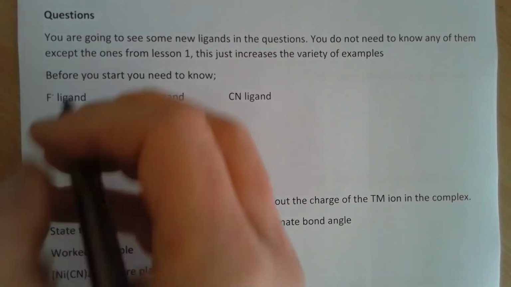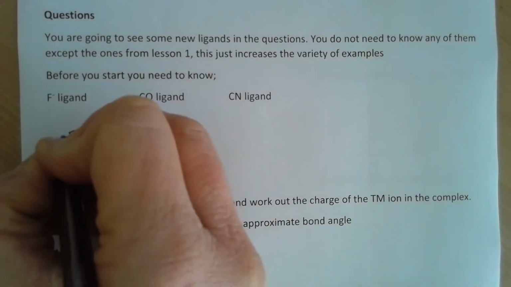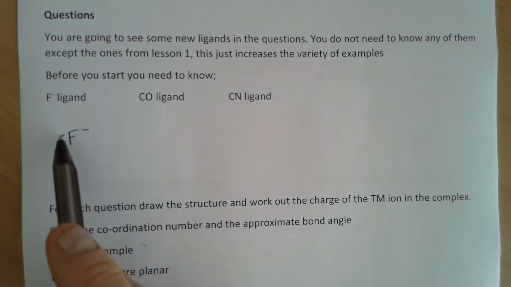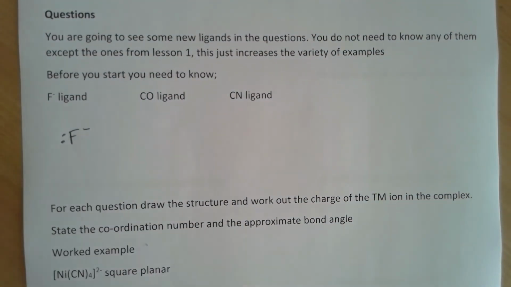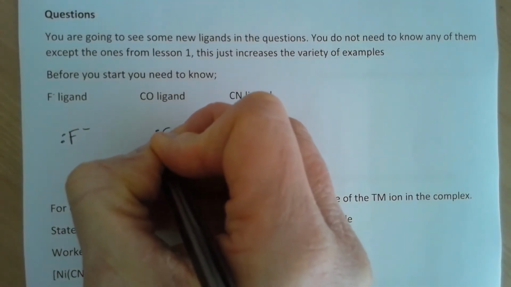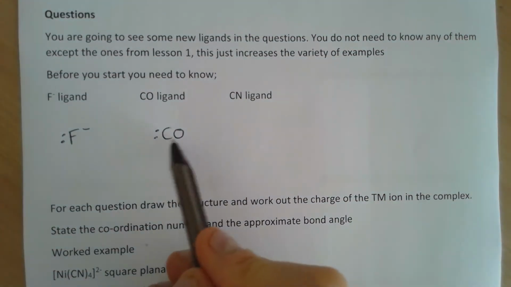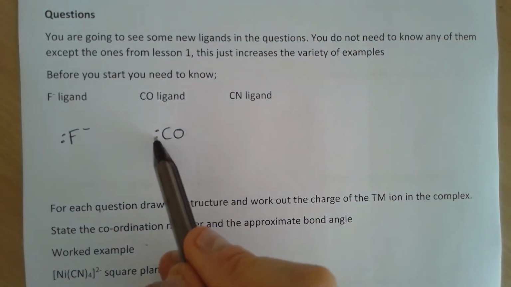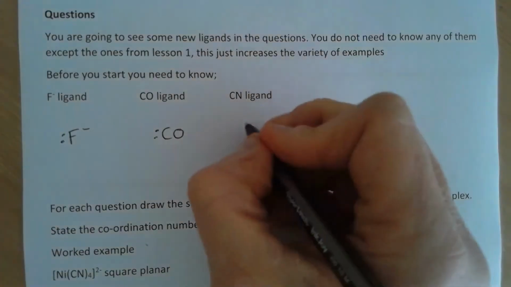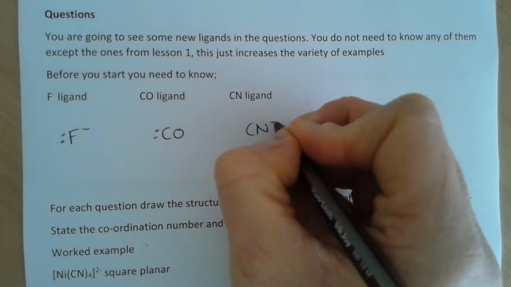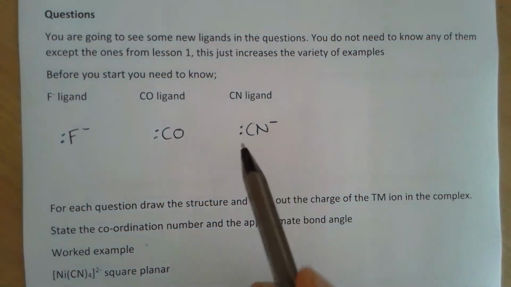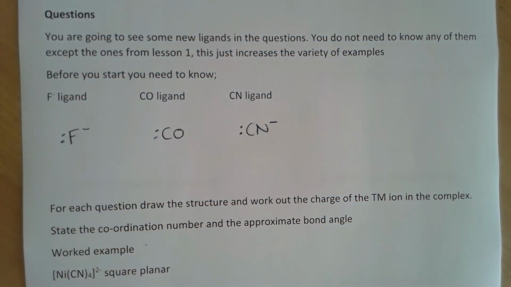We've got a fluoride ligand, very much like a chloride ligand, a unidentate halide ion with a lone pair of electrons. Then we've got the carbonyl ligand. It's a neutral ligand, a carbon triple bonded to an oxygen, and the lone pair is located on the carbon atom. And then we have a cyanide ligand, which is a CN- ligand, so it's negatively charged, and the lone pair is located on the carbon atom.